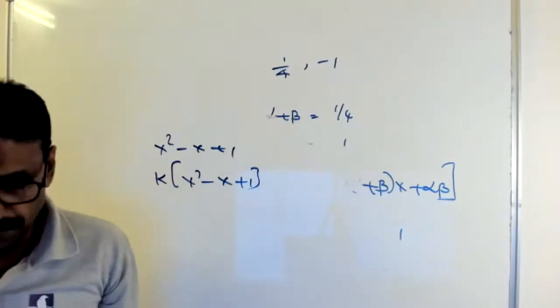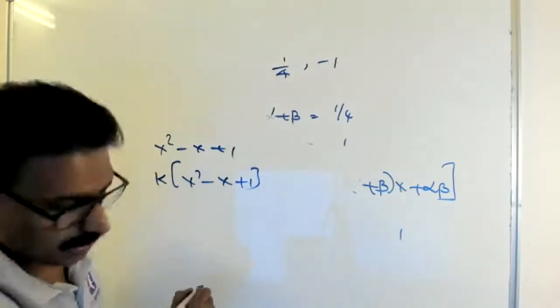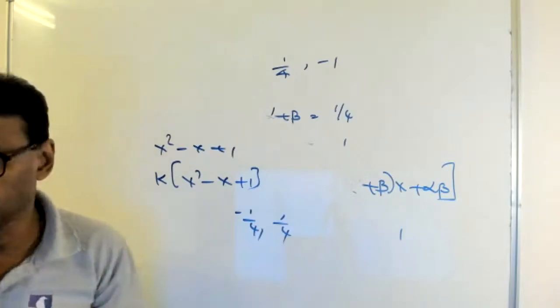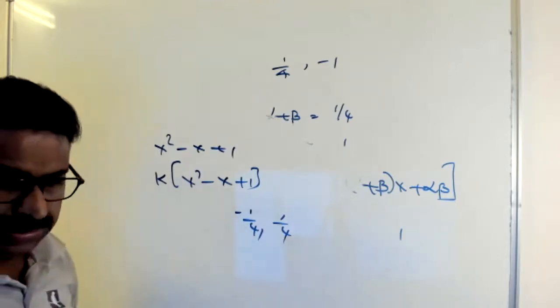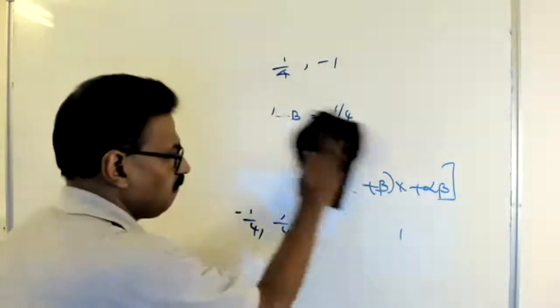Okay. So next one. Minus 1/4, comma 1/4. Minus 1/4, comma 1/4. Okay, this is the answer. Elena, try to answer it. Minus 1/4, 1/4.